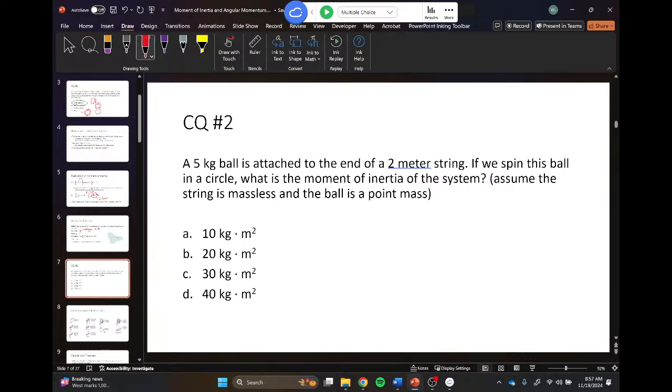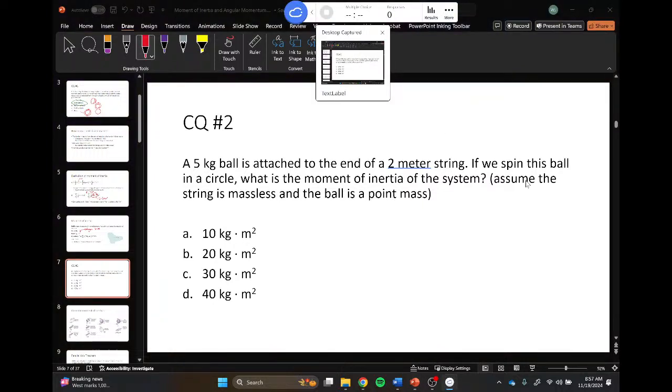A 5 kilogram ball is attached to the end of a 2 meter string. If I consider this ball as a point mass and I make the string massless, find the moment of inertia of the system. If you don't have the equation down, Google it. I'll write it up here in a second, if need be. So don't worry about the string. In the real world you do, but in this problem you don't. Don't worry that the ball is three-dimensional. Pretend like it's a single dot located 2 meters away. And we spin and spin and spin.